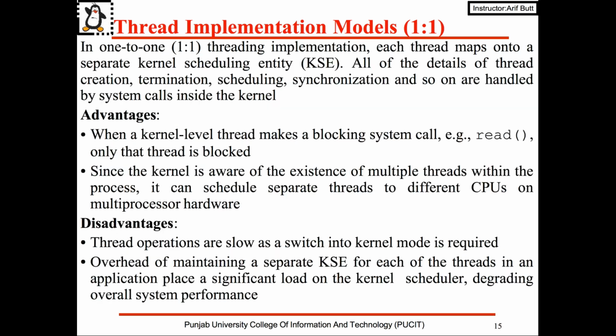The other thread implementation model is one-to-one. In one-to-one threading implementation, each thread maps onto a separate kernel scheduling entity. All of the details of thread creation, termination, scheduling, synchronization and so on are handled by system calls inside the kernel. The advantages of this model: first is when a kernel level thread makes a blocking system call, only that thread is blocked. And since the kernel is aware of the existence of multiple threads, so it can schedule separate threads to different CPUs in case of a multiprocessor architecture.